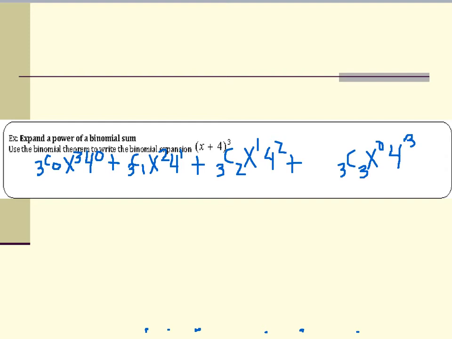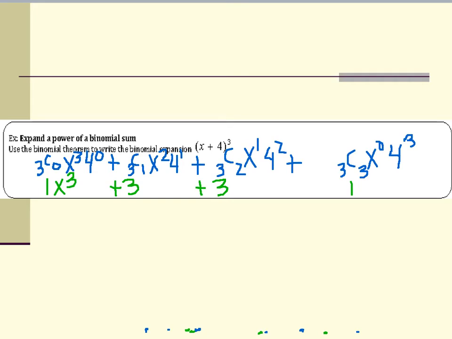So now let's simplify. Okay, so let's do some simplifying. 3 choose 0 is 1, and I know 3 choose 3 is also 1. 3 choose 1 is 3. We have plus 3. 3 choose 2 is also 3, so plus 3. So I just simplified those first. Okay, x to the third is just x to the third. 4 to the 0th is 1, so it goes away. So I have 1 x to the third.